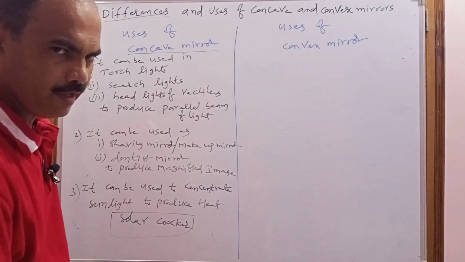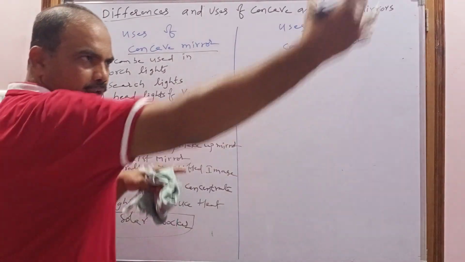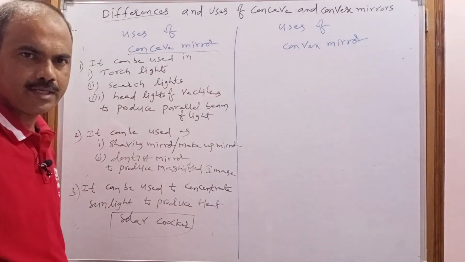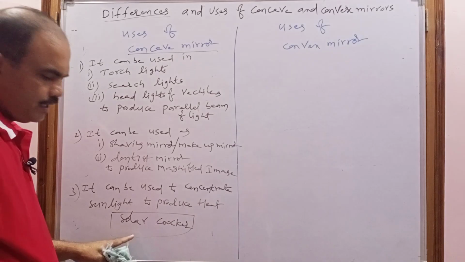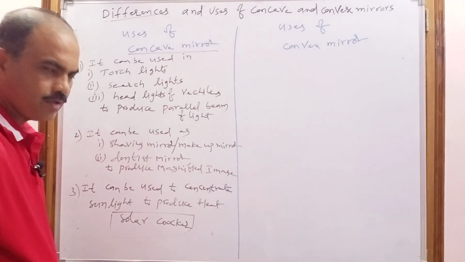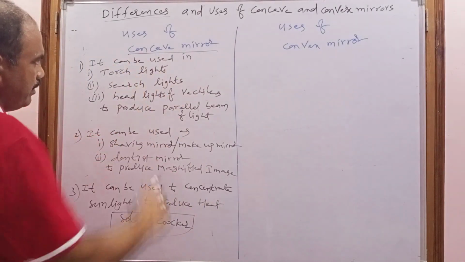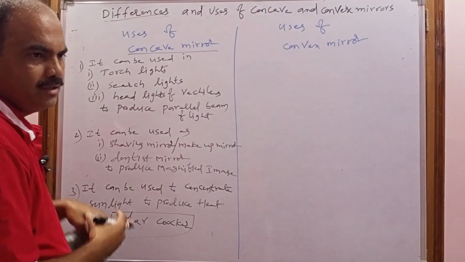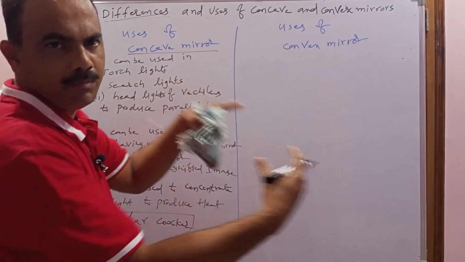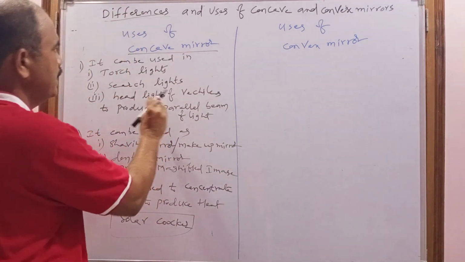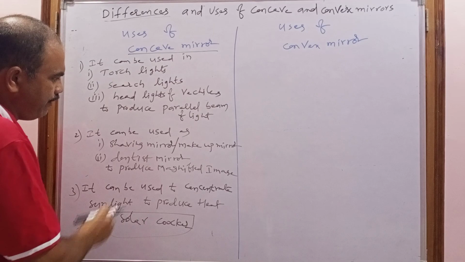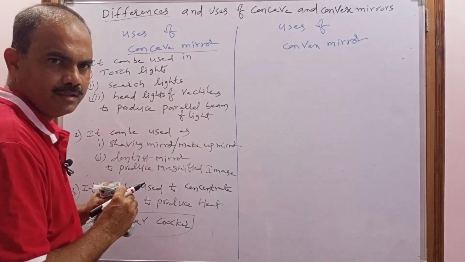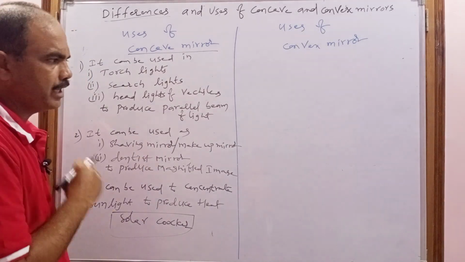What is the principle involved in the solar cooker? When a parallel beam of light is incident on the concave mirror, after reflection it will be concentrated at a particular point, that is, at the focus. What is the principle involved in the torchlight, searchlight and headlights? When the object is at the focus, it forms a parallel beam of light. What is the principle involved in the shaving mirror or dentist mirror? When the object is between pole and focus, it forms a virtual, erect, magnified image.